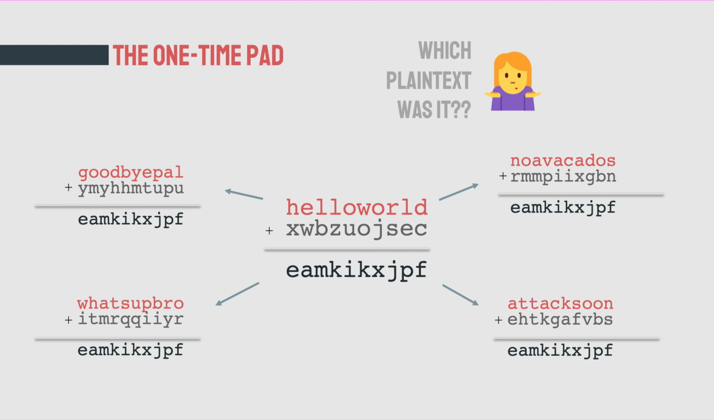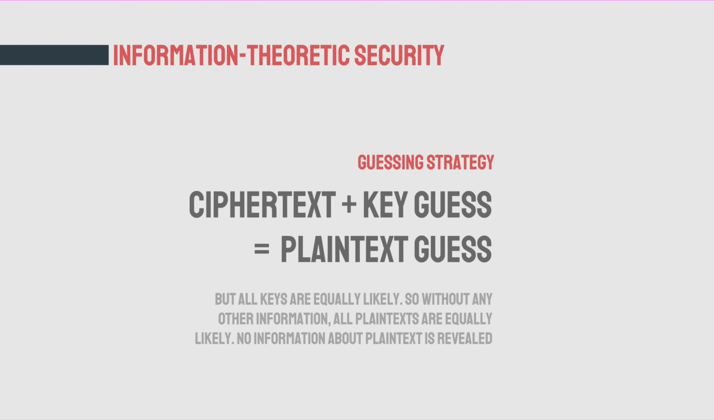If I wanted to make a guess about what the plaintext was, I could make a guess about what the key was. I could apply that key to the ciphertext to get back a guess about what the plaintext was. So here's what this means. For any ciphertext, there exists some key that will decrypt it into any possible message. And what that means is that you get no information about what the plaintext was. We call this information theoretic security.